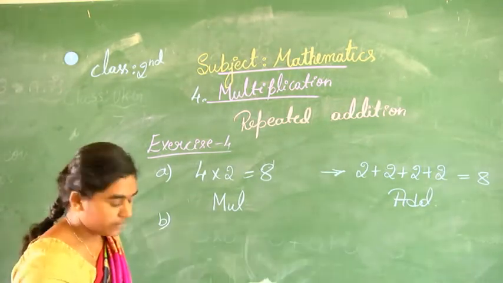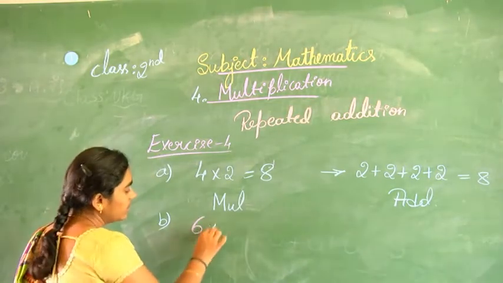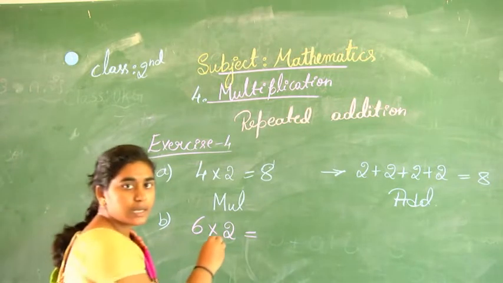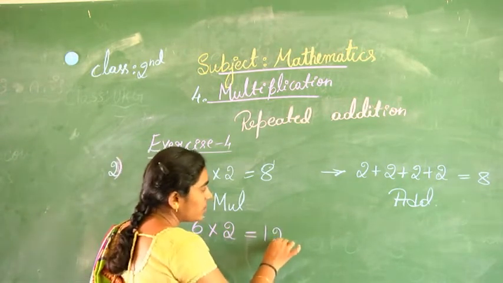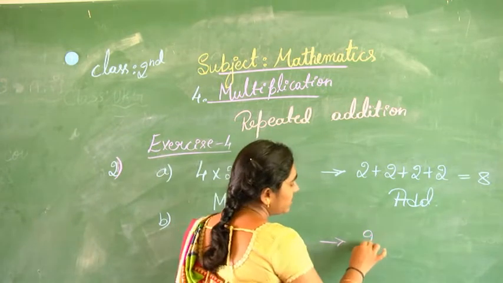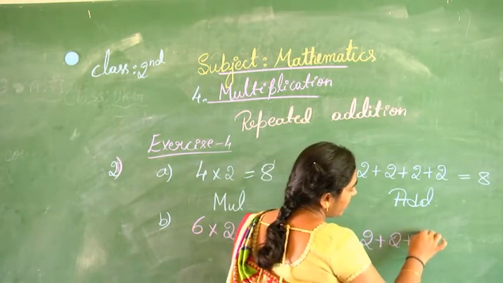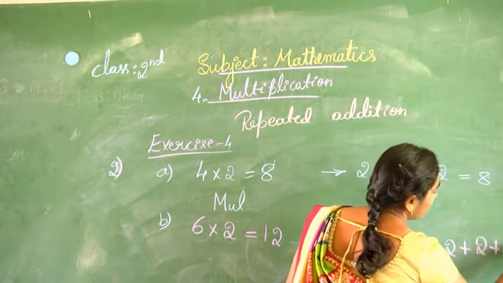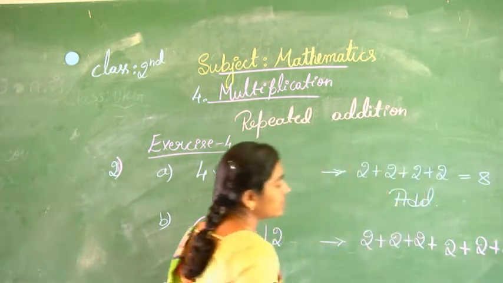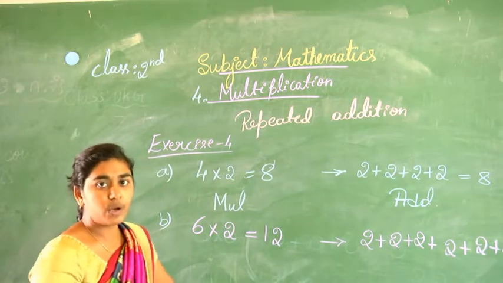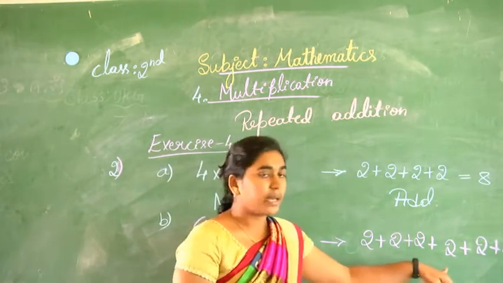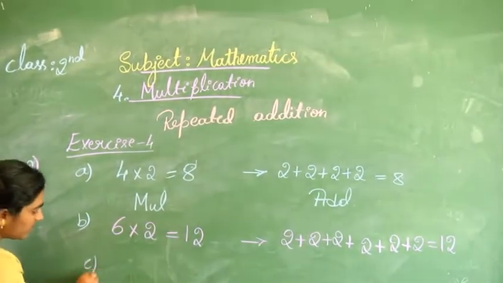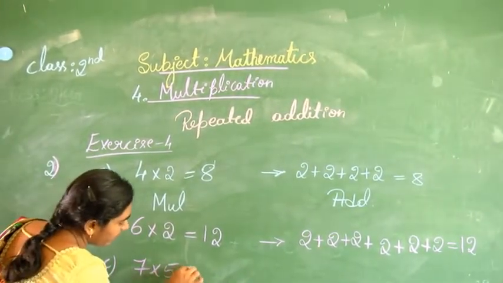And the second one, 6 multiplied by 2. How much are 6 twos? 6 twos are 12. We can cross verify. 6 times, we need to write 2, that will also give the answer. 2 plus 2 is 4, 4 plus 2 is 6, 8, 10, 12. Right? Next is 7 multiplied by 5.